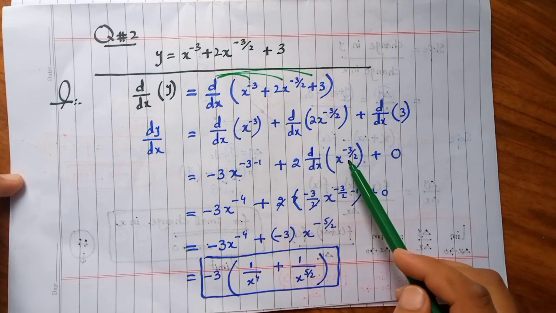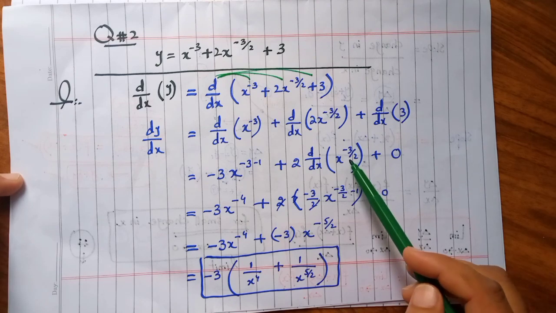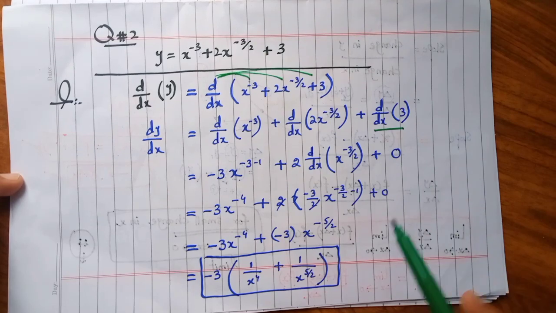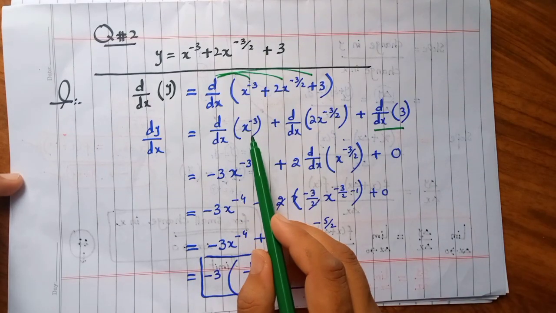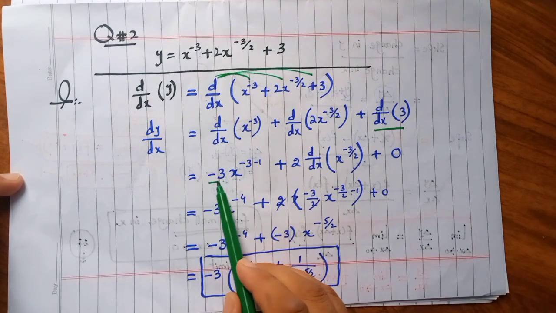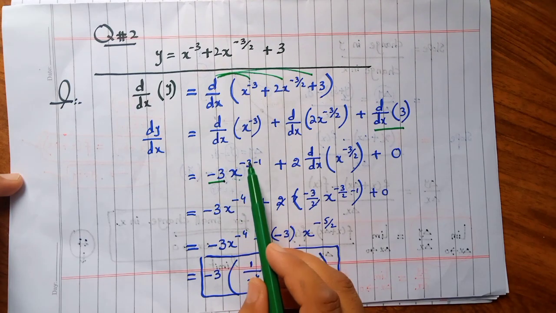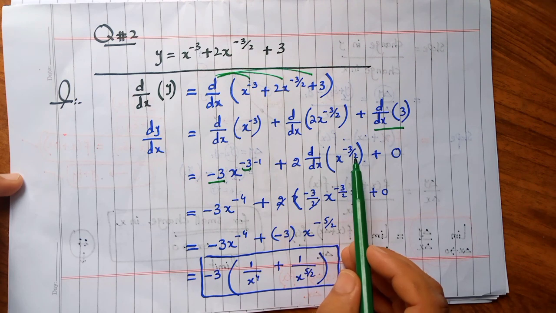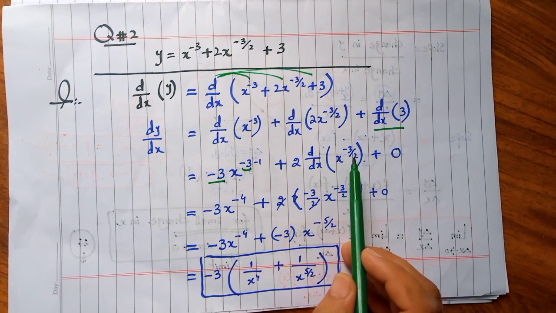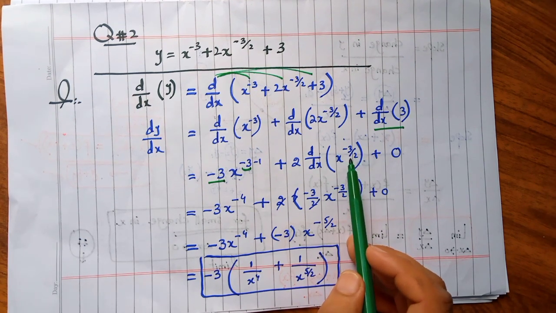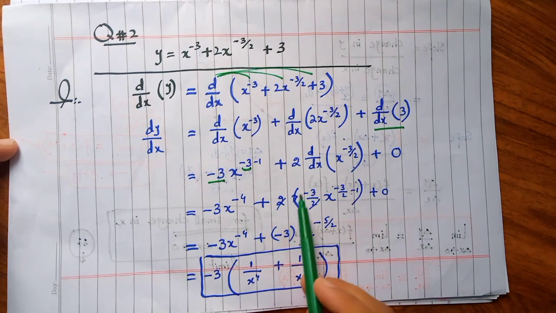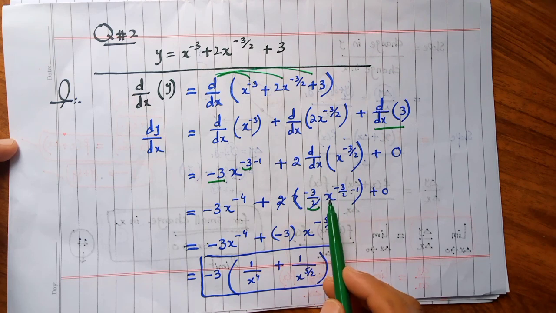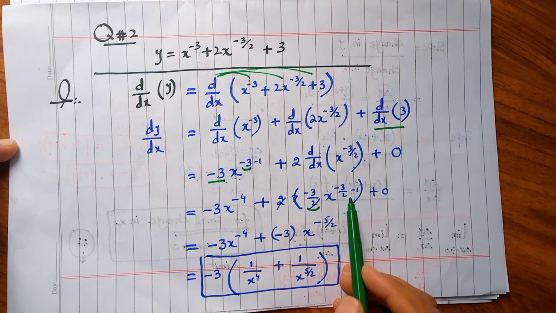So here is also x raised to the power minus 3 over 2, so we will apply the power rule, and the derivative of a constant is equal to 0. So here we know that by the power rule, the power will be minus 3, and x raised to the power minus 1 plus 2, and similarly we will apply the power rule to x raised to the power minus 3 over 2. So here the power comes in front, and there will be minus 1 from the power.